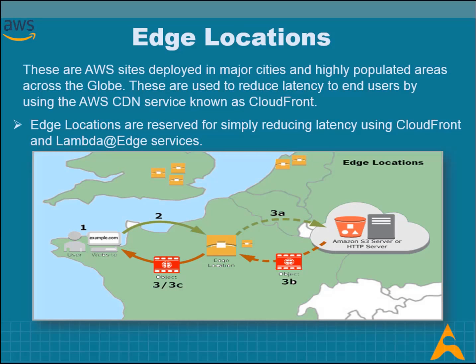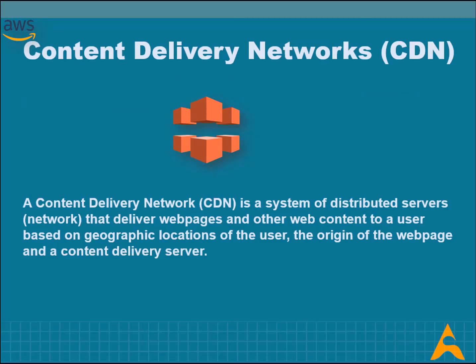So it is important to understand CDN technology. So what is actually a CDN? A CDN is a system of distributed servers that deliver pages and other web content to a user based on the geographic location of the user, the origin of the web page, and the content delivery server. Let's take an example of a world map.